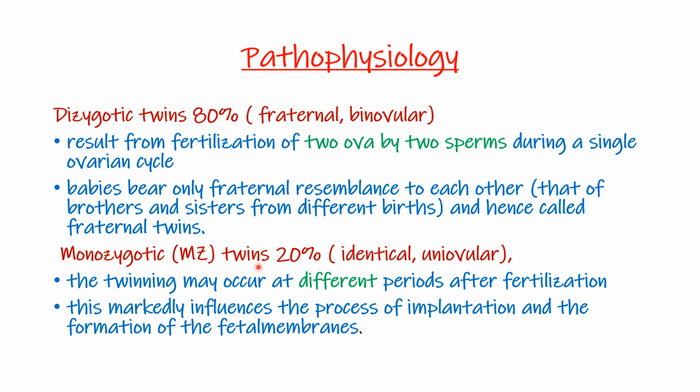So monozygotic twins, that is 20%. These are identical twins and they are uniovular twins, meaning one ovum. The twinning may occur at different periods after fertilization, as I've said before. This is markedly influenced by the process of implantation and the formation of the fetal membrane.